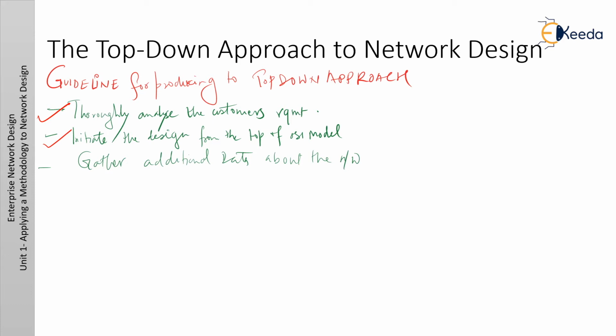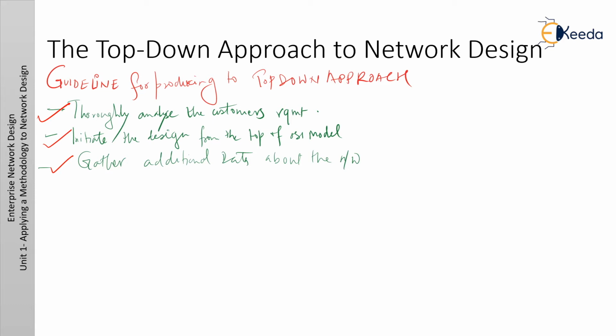And next is to gather additional data about the network: protocol behavior, scalability requirements, additional requirements from the customer, and so forth, that might influence the logical and physical design. Adapt the design to the new data as required.